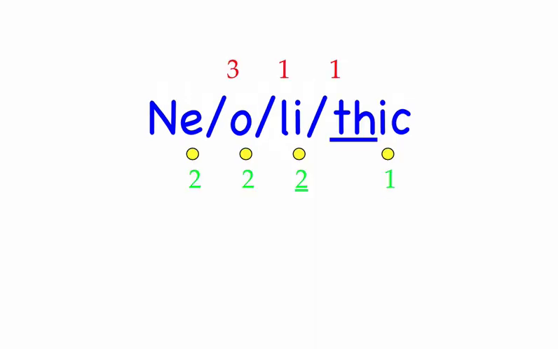N, e. O, 1 sound. Li, 2 sounds. Ul, I. Thick, 3 sounds. F, I, k. Neolithic. Mark the word. And we do capitalize this word. Miscellaneous. I keep this box to throw all the miscellaneous items into it.